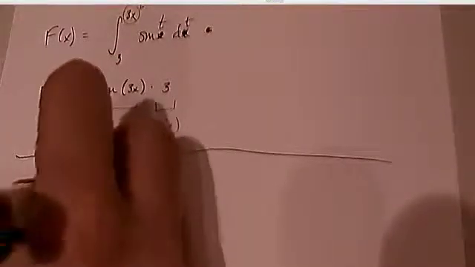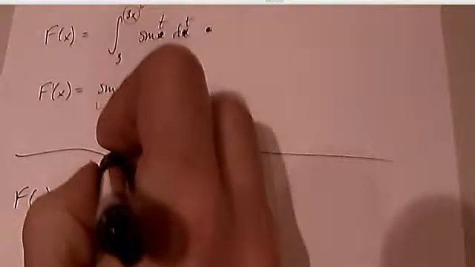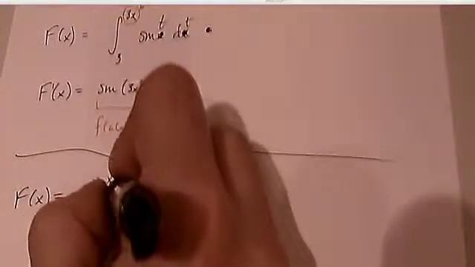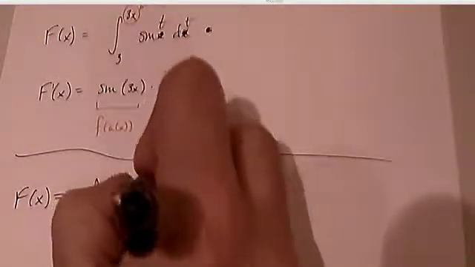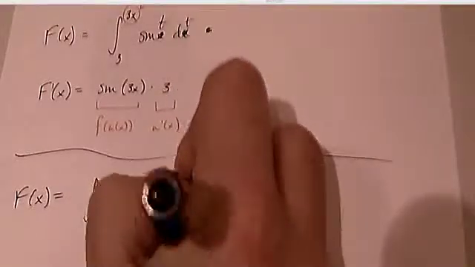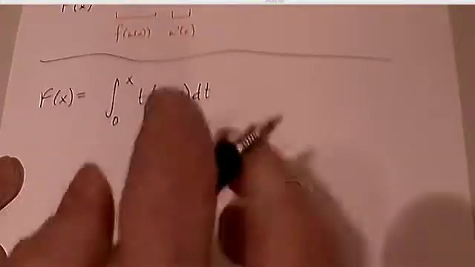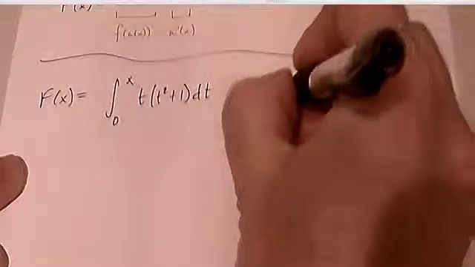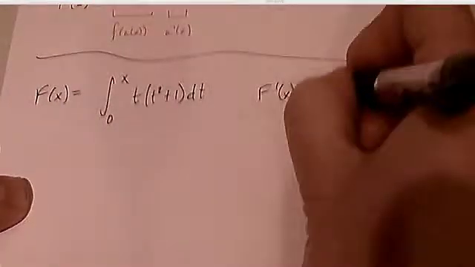All right. That looks like a good one. How about f of x is equal to the integral from 0 to x of t squared plus 1 dt. And this one actually is integrable, because you could distribute the t, but let's go ahead and do f prime of x, and all we have is x squared plus 1.